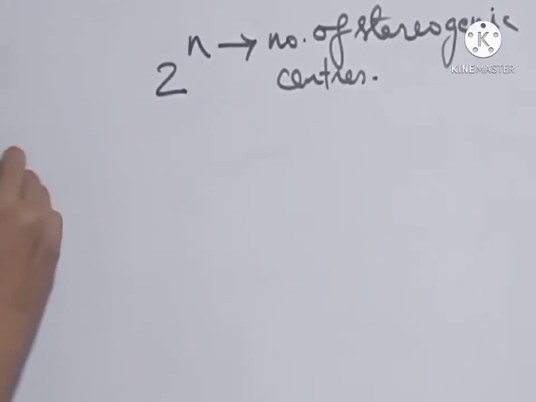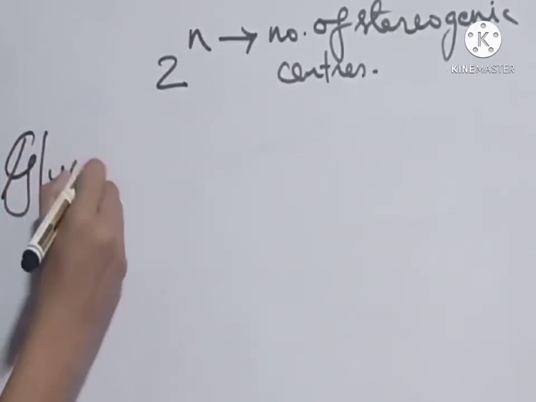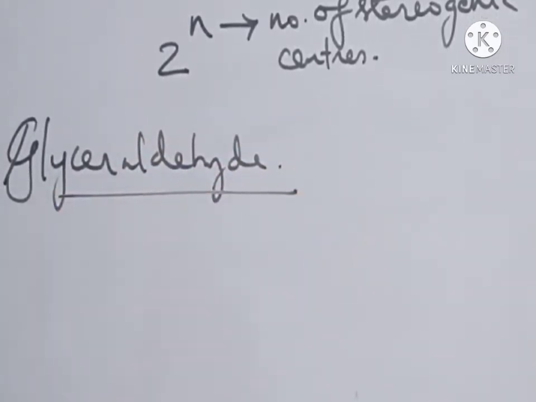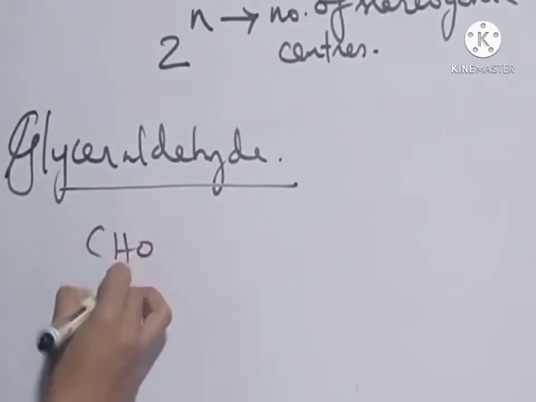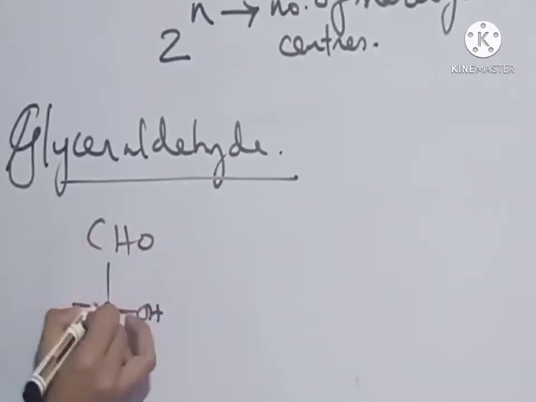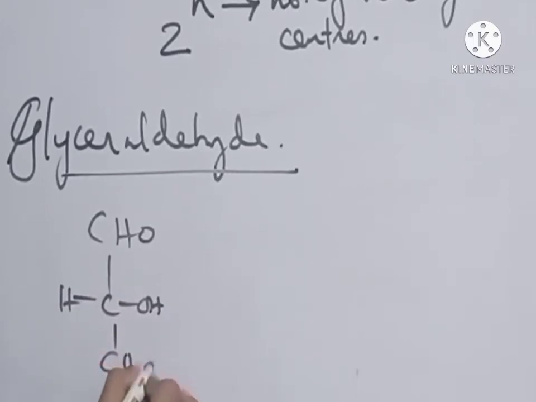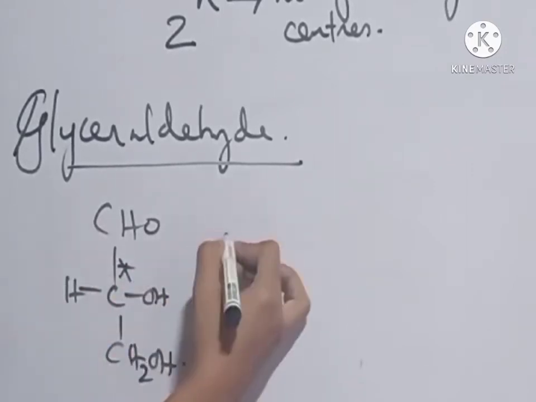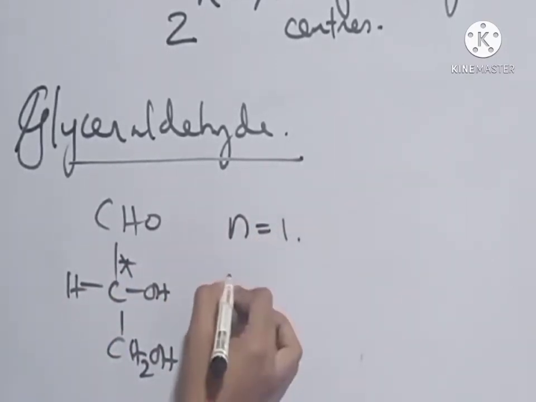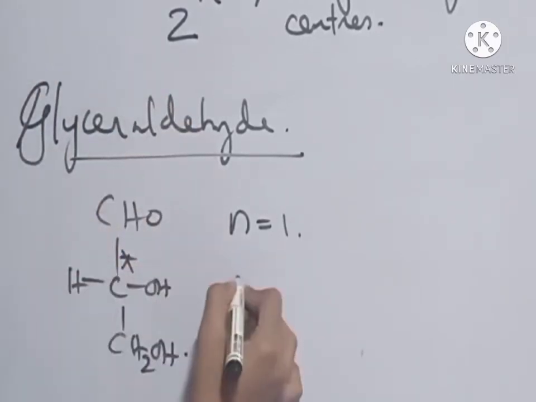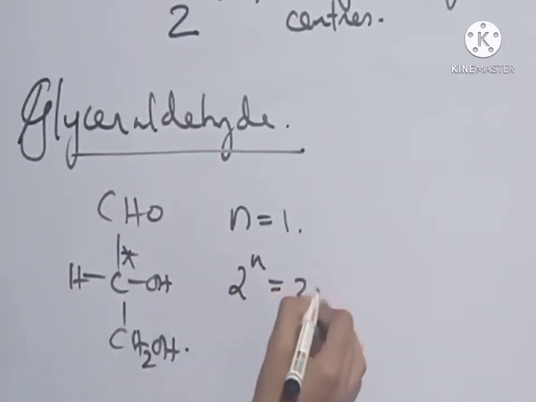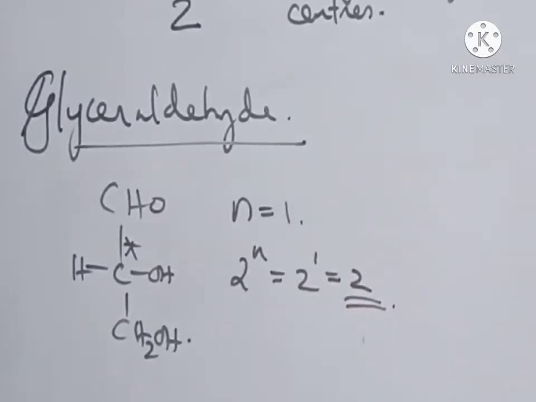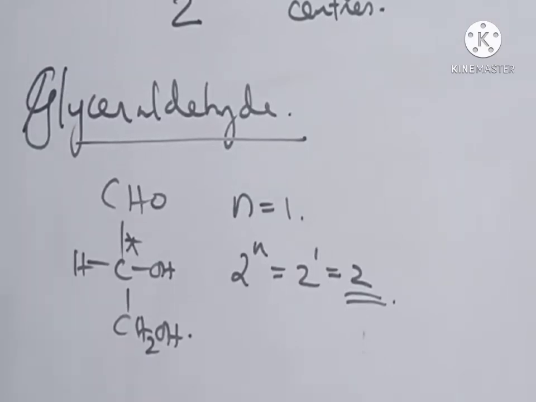For example, glyceraldehyde. Glyceraldehyde is CHO, COH, H, CH2OH. And we know there is only one stereogenic center. So n equal to 1 and the number of stereoisomers equal to 2 raised to n, that is 2 raised to 1 equal to 2. So glyceraldehyde has 2 stereoisomers.